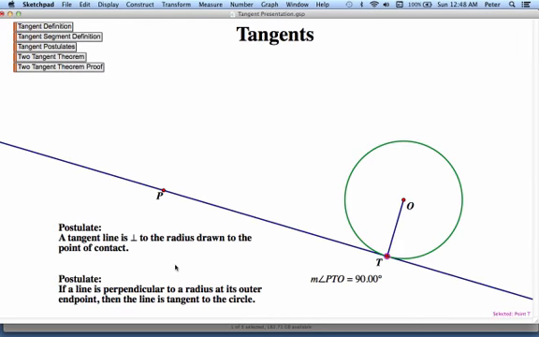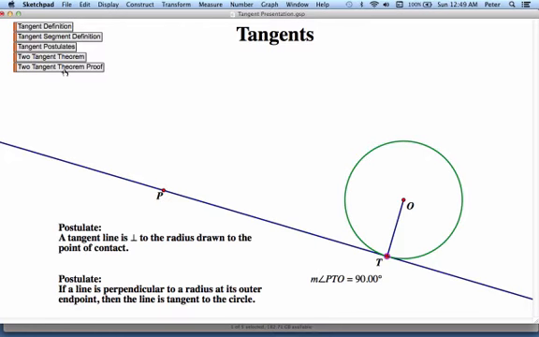There's also another postulate that is the converse: if a line is perpendicular to the radius at the point of contact, then that line must be tangent to the circle. Alright, so those are two important postulates, really kind of bread and butter for the second half of the chapter.